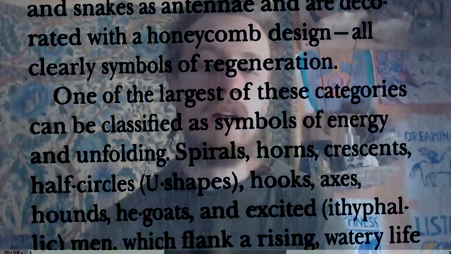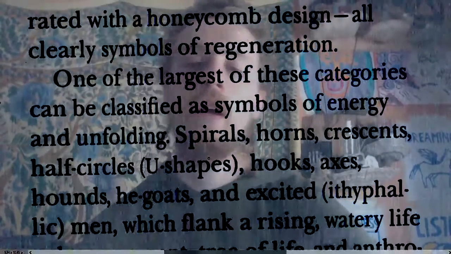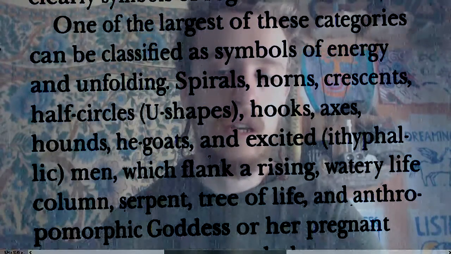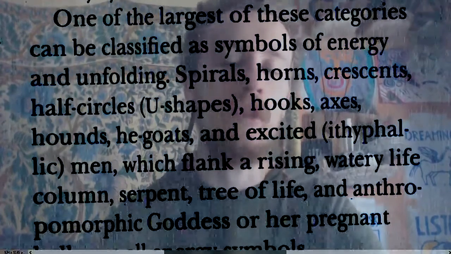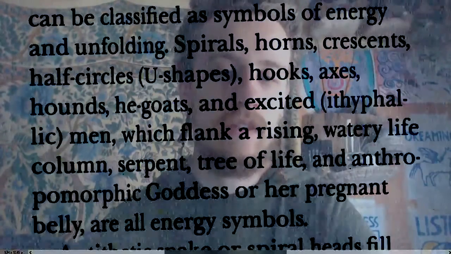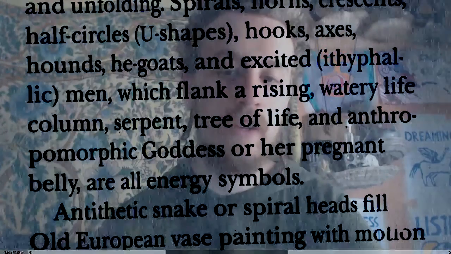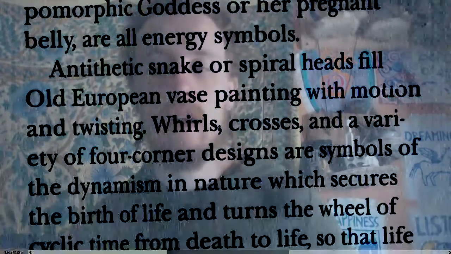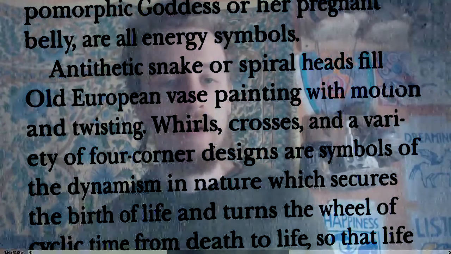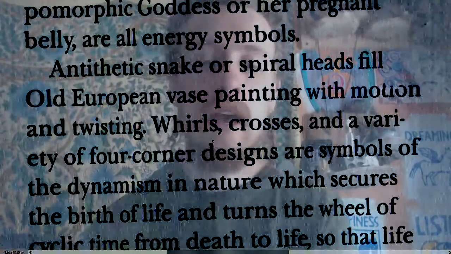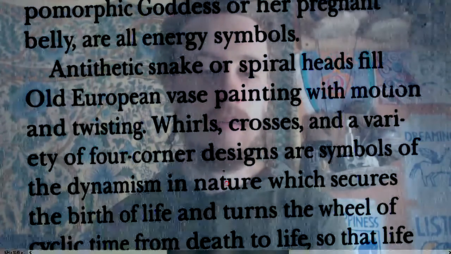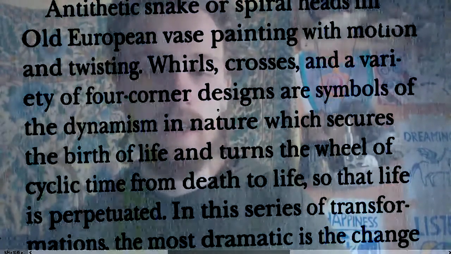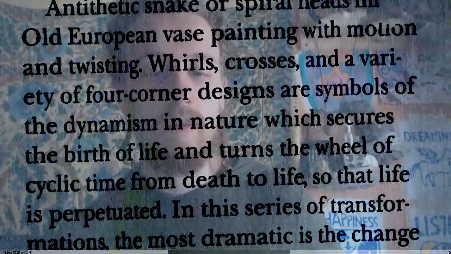One of the largest of these categories can be classified as symbols of energy and unfolding. Spirals, horns, crescents, half circles, U-shapes, hooks, axes, hounds, he-goats, and excited ithyphallic men, which flank a rising watery life column, serpent, tree of life, and anthropomorphic goddess or her pregnant belly, are all energy symbols. Antithetic snake or spiral heads fill Old European vase painting with motion and twisting. Whorls, crosses, and a variety of four-corner designs are symbols of the dynamism in nature which secures the birth and life and turns the wheel of cyclic time from death to life, so that life is perpetuated.